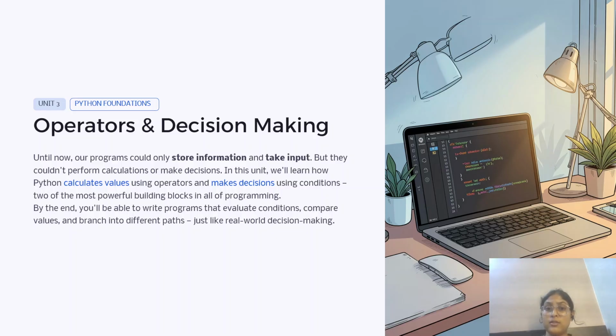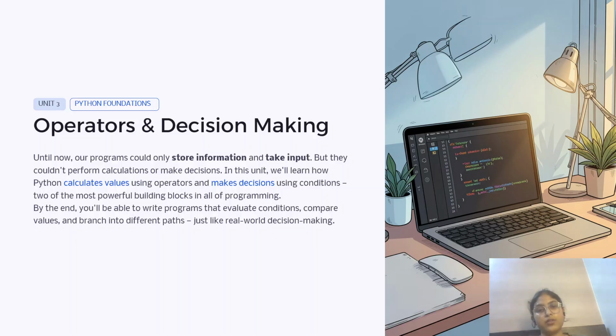We have brains because we are humans. But the computer doesn't have a brain like a human. I have already told you computers only follow instructions. It does not have a brain. It does not have common sense. Whatever we instruct the computer, it just blindly follows it. Those instructions are called operators. Today, we will understand how Python performs calculations and makes decisions using operators.